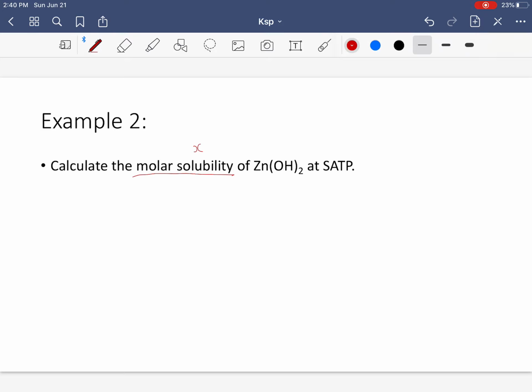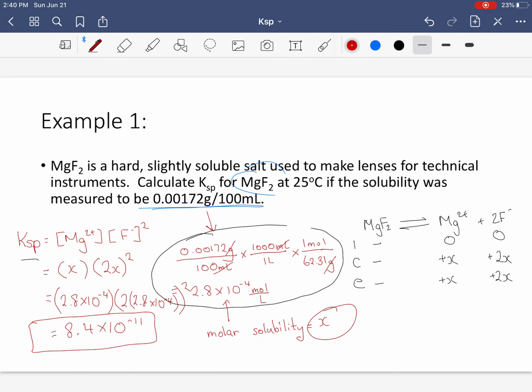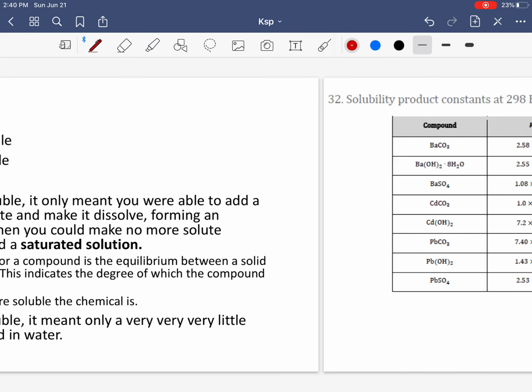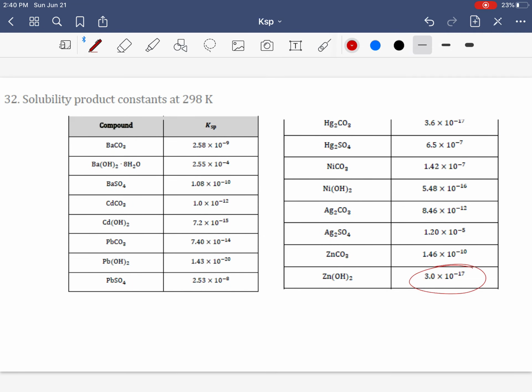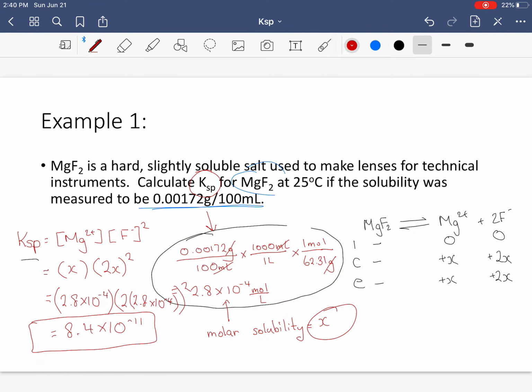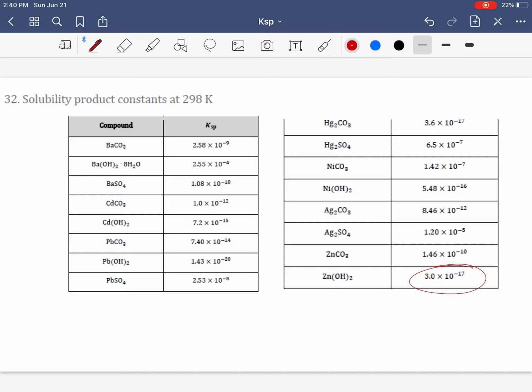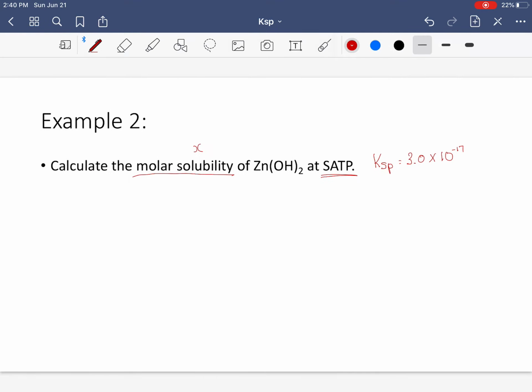All right. So the only thing missing here, if you're asking me for molar solubility, which is really the reverse of this question, is where's my Ksp? Can I find Ksp? Because I do just say SATP. So of course, let's find out what that is. Ksp for zinc hydroxide, right here, is, there it is, 3.0 times 10 to the power of negative 17. Let me just look at this one more time. Yeah, there you go. So that's the Ksp value for zinc hydroxide.